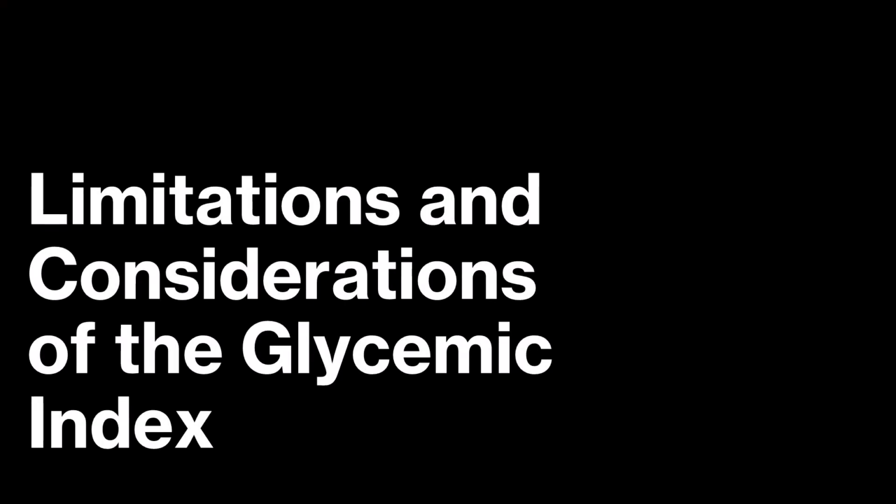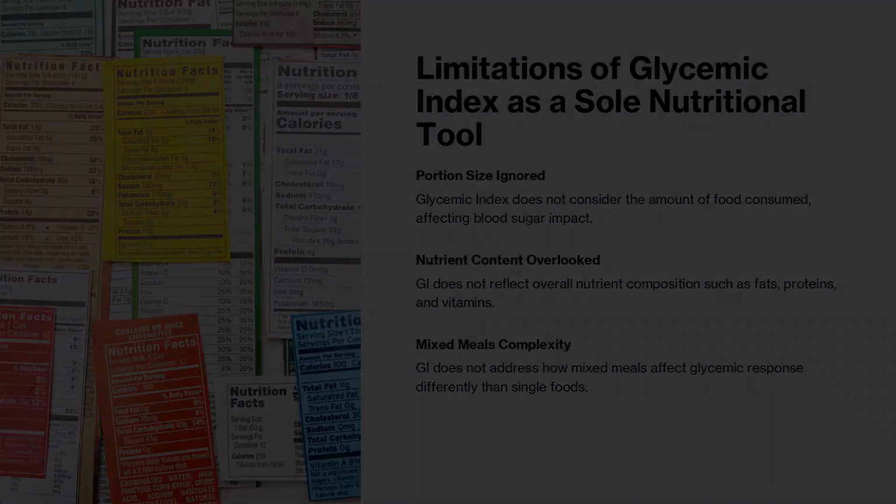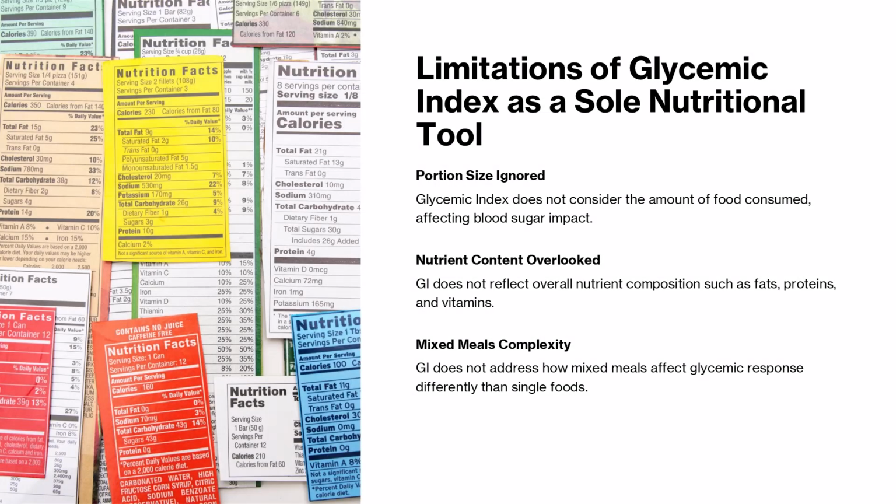Section 4. Limitations and considerations of the glycemic index. While GI is a useful tool, it's important to understand its limitations. Limitations of glycemic index as a sole nutritional tool. GI does not account for portion size, which affects blood sugar impact. It also overlooks nutrient content such as fats, proteins, and vitamins. Additionally, it doesn't reflect how mixed meals influence glycemic response differently than single foods.